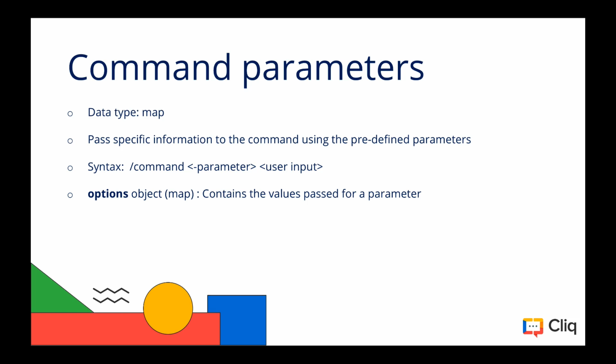The options object will contain all the values passed for each parameter. So the options object is of the data type map, which will have the key defined during command creation, and the values are what we are looking for from the user.